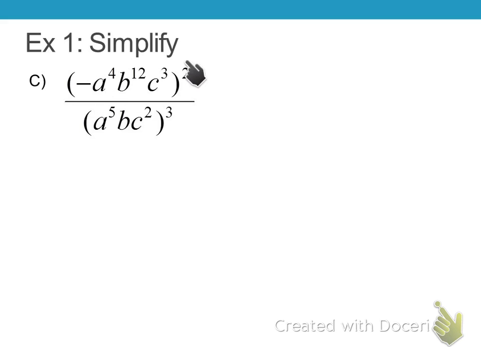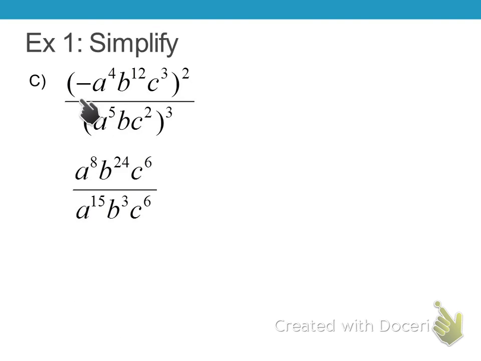What is -1 squared? +1. Okay, so that's why the negative is not written down here. Okay, because I had -1 squared. Then you just multiply the exponents. So a to the 4th to the 2nd is a to the 8th. B to the 12th to the 2nd is b to the 24th. C to the 3rd to the 2nd is c to the 6th.